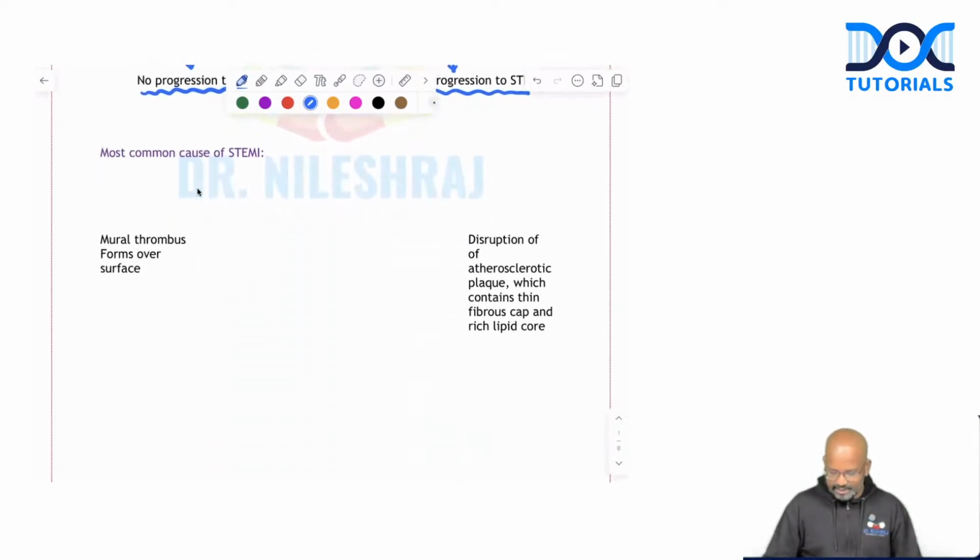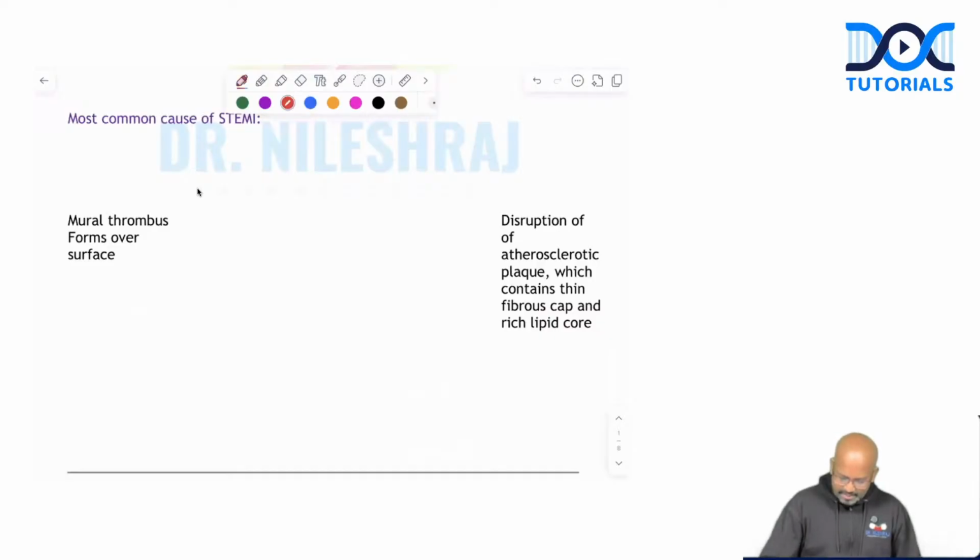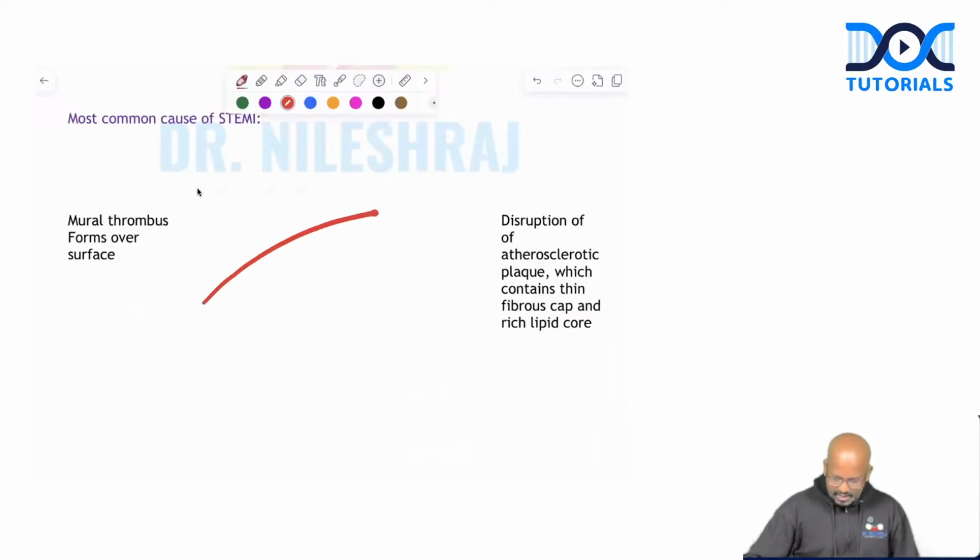We'll be talking about that. So the most common cause of STEMI is C. Consider here is where your blood vessel is. Here is your blood vessel; as sir has explained, it might be any coronary artery.